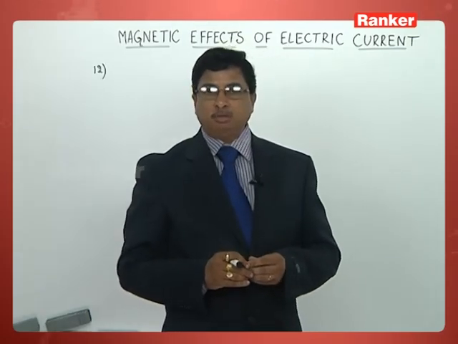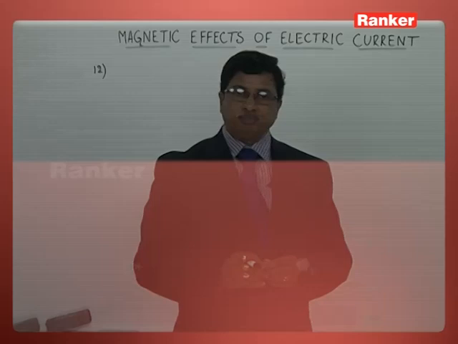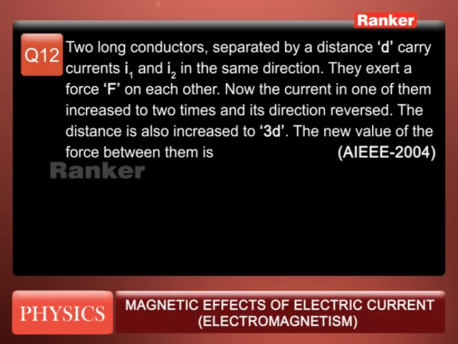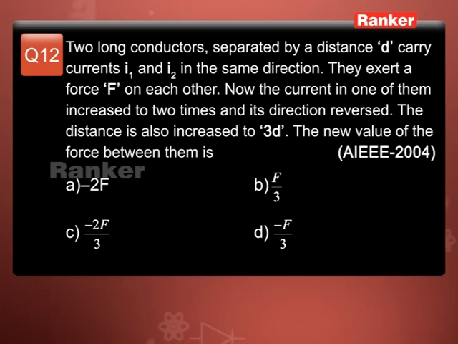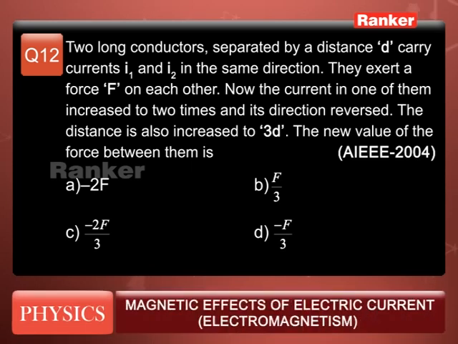Let us check the next one, that's problem 12, which is based on two straight current carrying parallel conductors, like two long conductors separated by a distance d carrying currents I1 and I2 in the same direction.